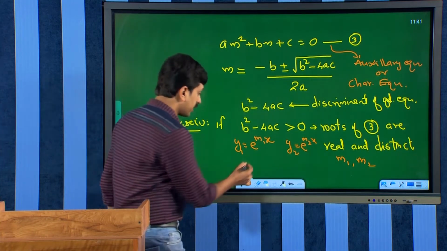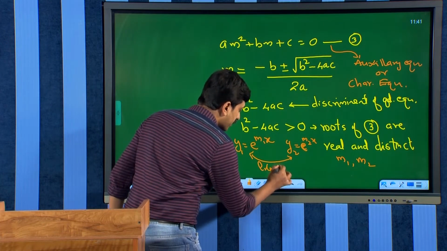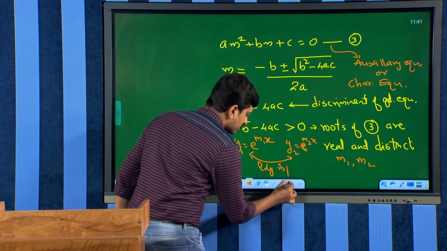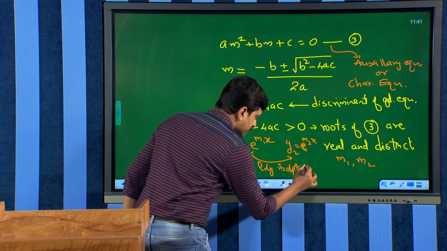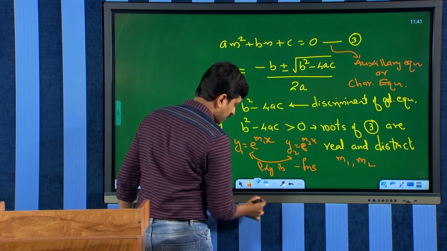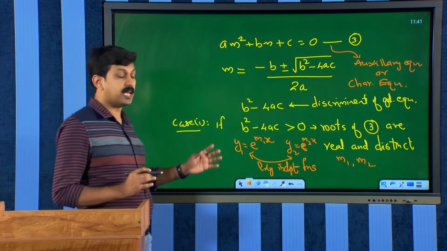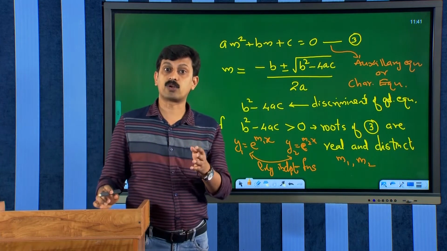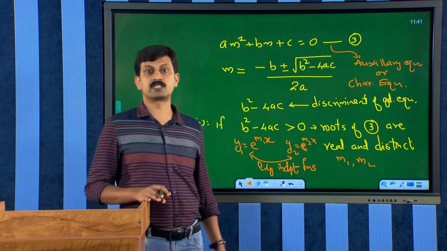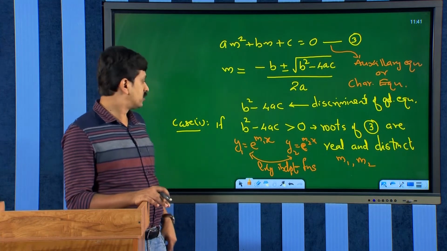Since m1 and m2 are distinct values, these are linearly independent functions. Since they are linearly independent solutions of a second order homogeneous linear differential equation, according to the fundamental theorem that we discussed in the previous session, their linear combination is the general solution.